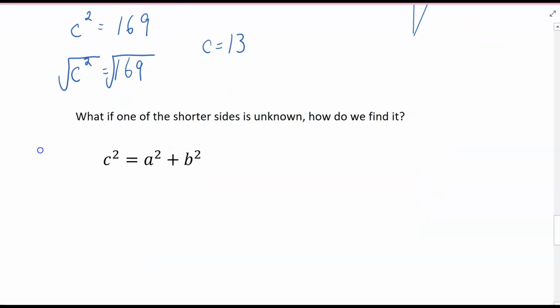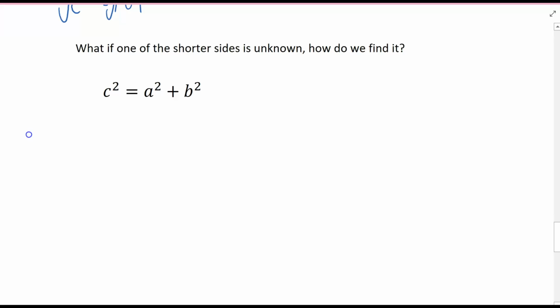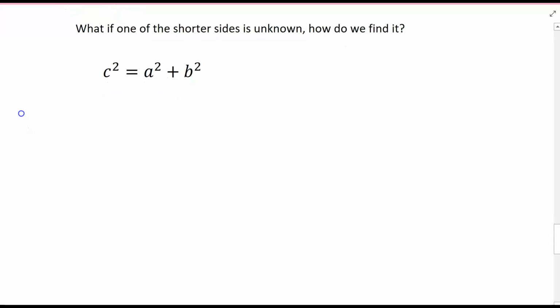Now, sometimes what we need to find is one of the shorter sides. How do we do that? The Pythagorean theorem tells us that the longest side, the hypotenuse squared, is equal to the sum of the squares of the two shorter sides. What if I want to find side a? Okay, so finding side a.